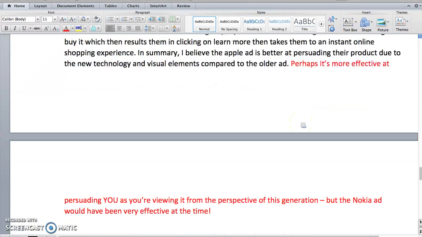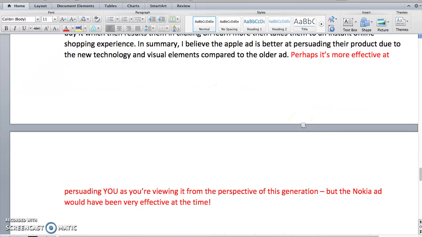You can, of course, say that from your perspective, the Apple advertisement is the more effective, but make it clear that you understand, because you are looking at it from the perspective of a target audience of this generation. You are more sophisticated. Your understanding of technology is more sophisticated. Technology has completely changed since the 1980s. We are in an era where technology is an integral part of our everyday lives. So show your understanding of that.